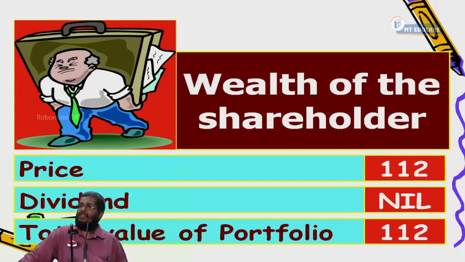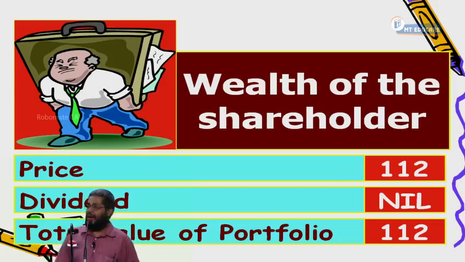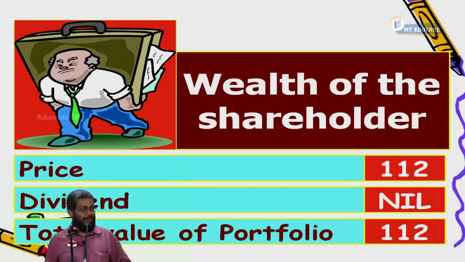What is the value of the portfolio? 112. What is the meaning of a portfolio? A group of assets. If you hold more than one asset, they call it a portfolio. Here I am talking about 2 assets: one is a share, another is a bank account. I have an investment. My bank balance is 0, since I am not receiving dividend. So the portfolio value is 112.